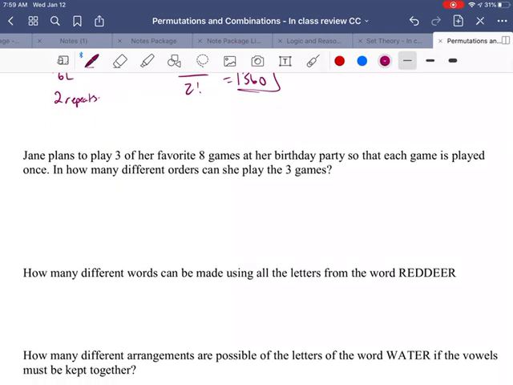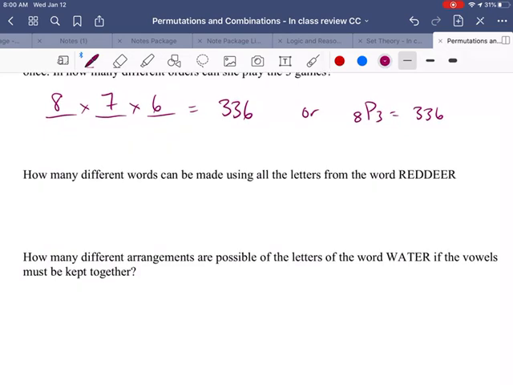Jane wants to play 3 of her favorite 8 games so that each game is played once. How many different orders can she play the games? So you have 3 choices. For the first choice, you've got 8 games to pick from. The second one, you've only got 7 because you can't repeat. And the third one, you've only got 6. So that comes to 336. Or you could use 8P3 equals 336.